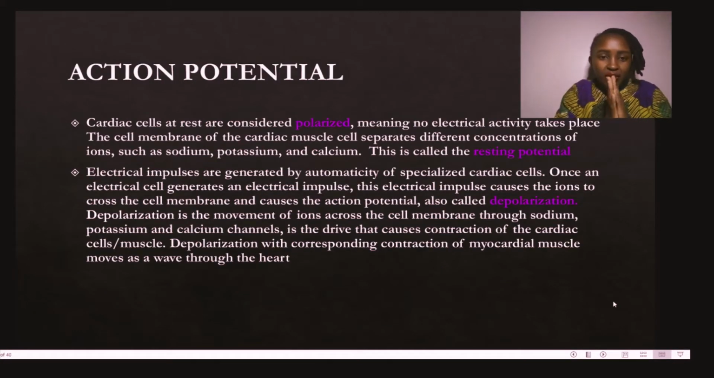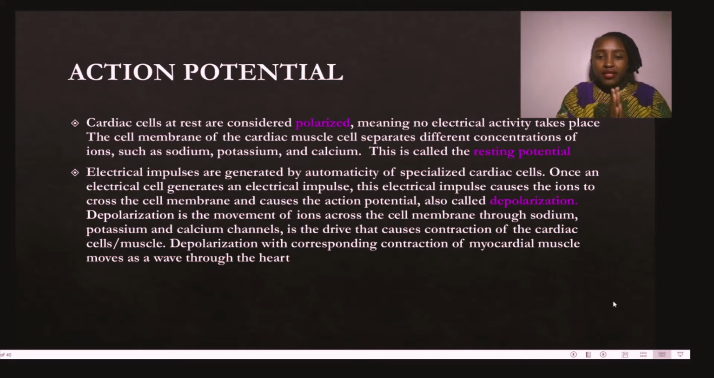Just like they have explained about the action potential, when the cardiac cells are considered at rest, they are polarized, meaning no electrical activity takes place. The cell membrane of the cardiac muscle separates different concentrations of ions such as sodium, potassium, and calcium, and this is called the resting potential.